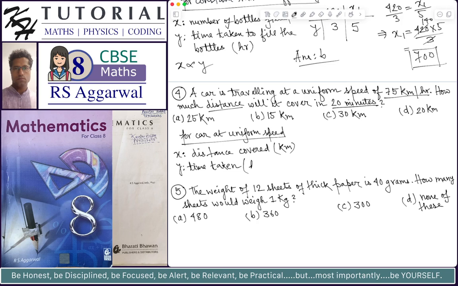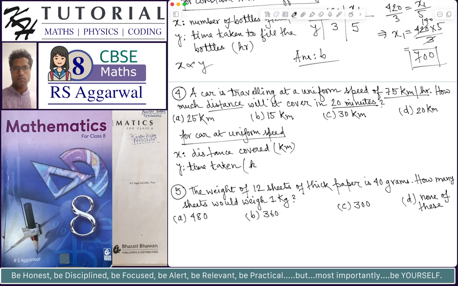Since it is asking how much distance will it cover in 20 minutes, you must be very careful in determining the units of x and y. If you consider the unit of y as hour, then obviously you have to convert the 20 minutes into hour. And if you consider the unit of y as minutes, then you can do the calculation based on minutes. So I will consider the unit of y as hour.